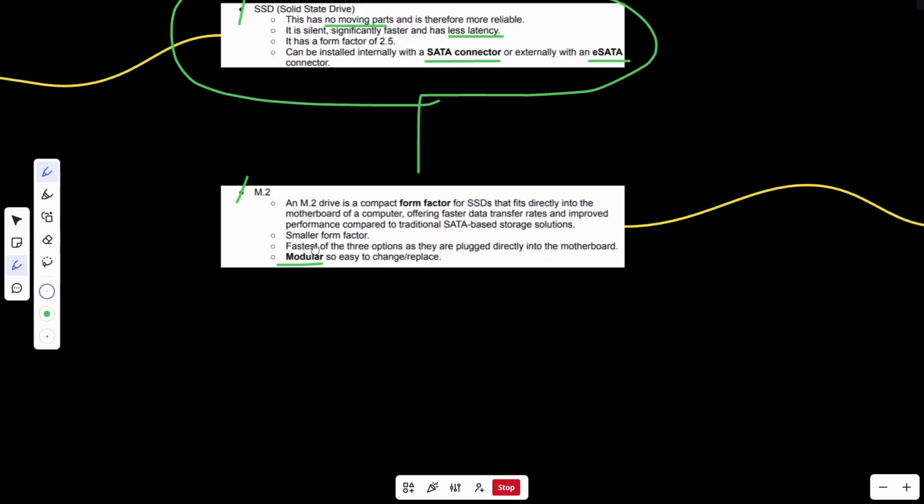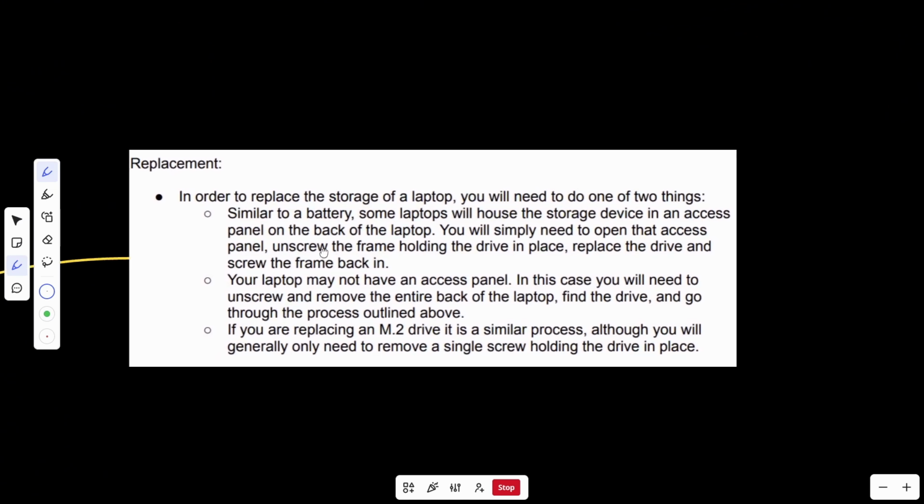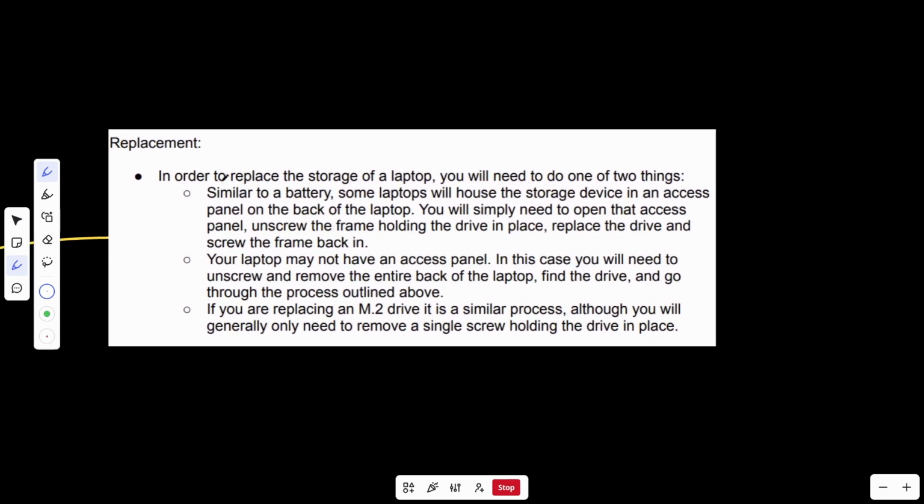And I think I actually do go through this later on, come to think of it. Here we go, replacement. So I did do it. Scratch what I said before. Look, in order to replace the storage of a laptop, so take it in, take it out, put a new one in, you'll need to do one of two things.